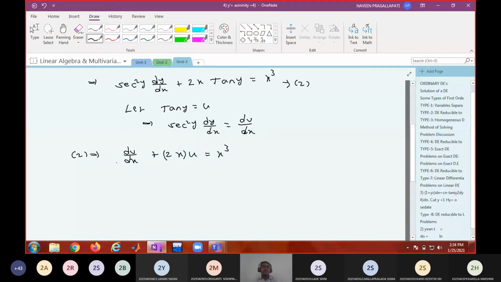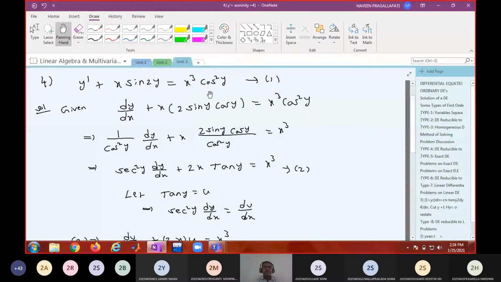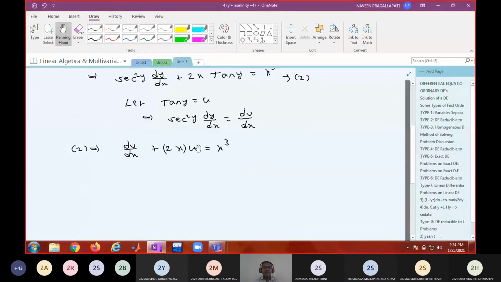Linear. So we are able to convert directly from a differential equation to linear. Previously, the DE was reducible first to Bernoulli, then Bernoulli to linear. But here, without getting Bernoulli, directly you are able to get a linear differential equation, which is a linear DE in u.